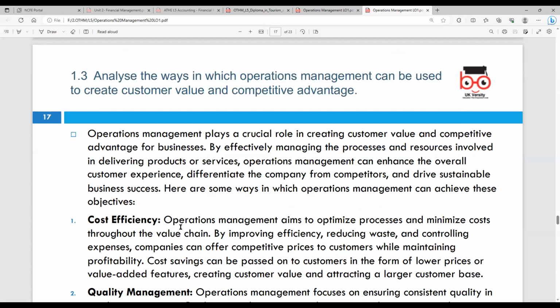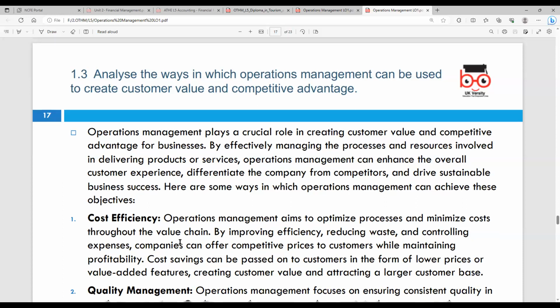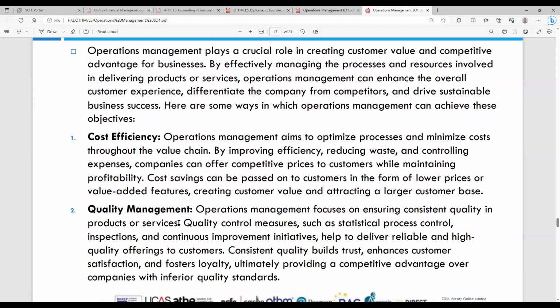Okay. Looking at 1.3, the criteria is to look at the ways in which operations management can be used to create customer value and competitive advantage. Now, how can we use operations management to the best of our ability to make sure that we stay competitive and give the customer the best value? We can do that by planning. We can do that by making sure that we look at our costs.